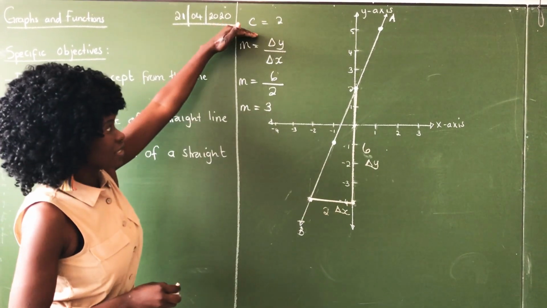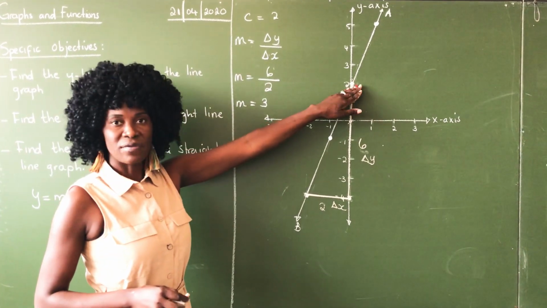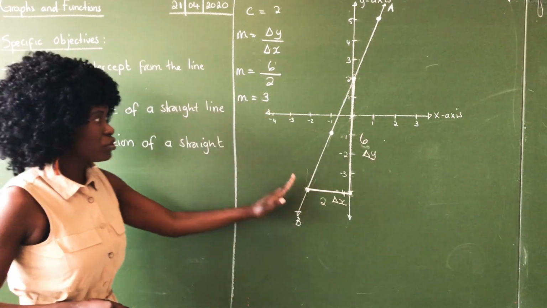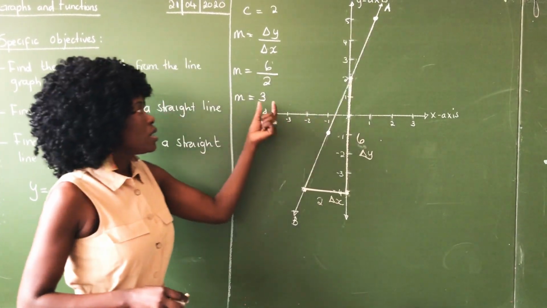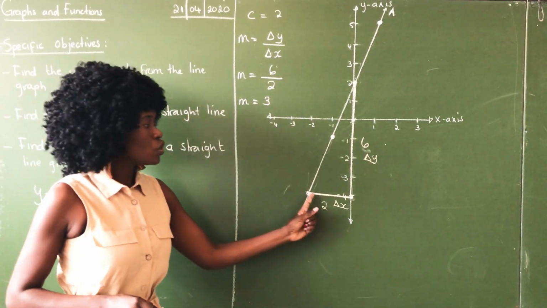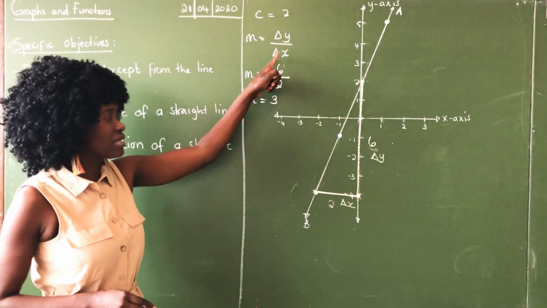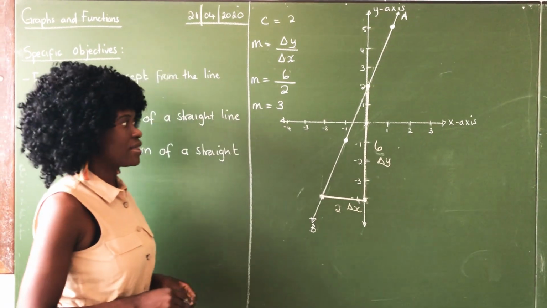So our y-intercept is positive 2. That's where the straight line meets the y-axis. And our gradient, which is the steepness of this line, is positive 3, using the equation that was given in the right angle triangle method.